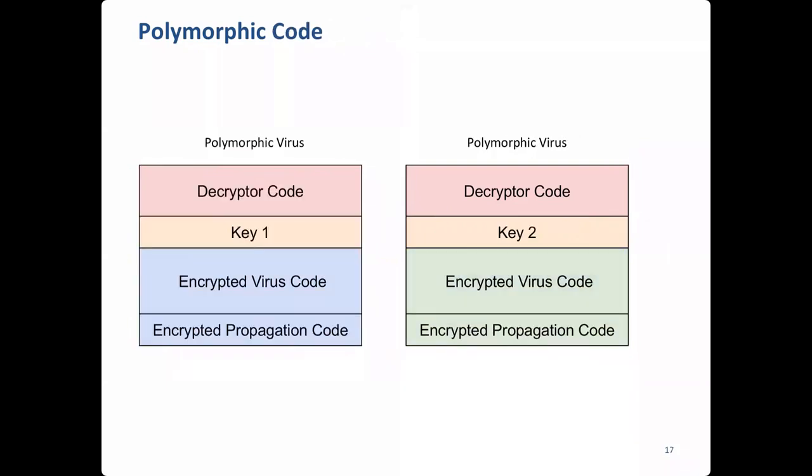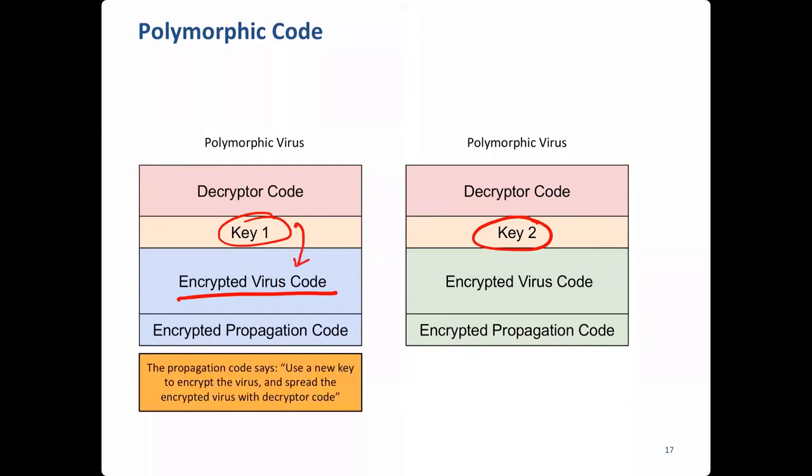Now, in the case of a polymorphic virus, whenever it makes a copy of itself, it uses a different key or different IV. So it will have the encrypted virus code, because it's encrypted using this key, and a part of the decryptor code is the encrypted propagation code, which says to use a new key to decrypt the virus and spread the encrypted virus with decryptor code. Read it again: whenever you make a copy of it, use a new key, and spread the encrypted virus with decryptor code, and then attach the decryptor code and spread it.